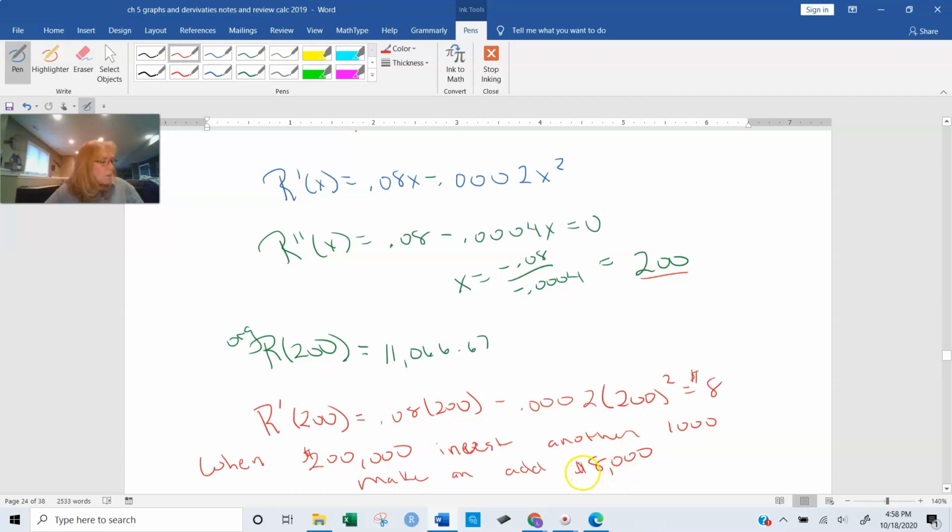I forgot to write that at the beginning. So it doesn't mean you should keep investing because you are still making very good money. It just means you're not making as much as you were before 200. That's all it is. Still a good return.